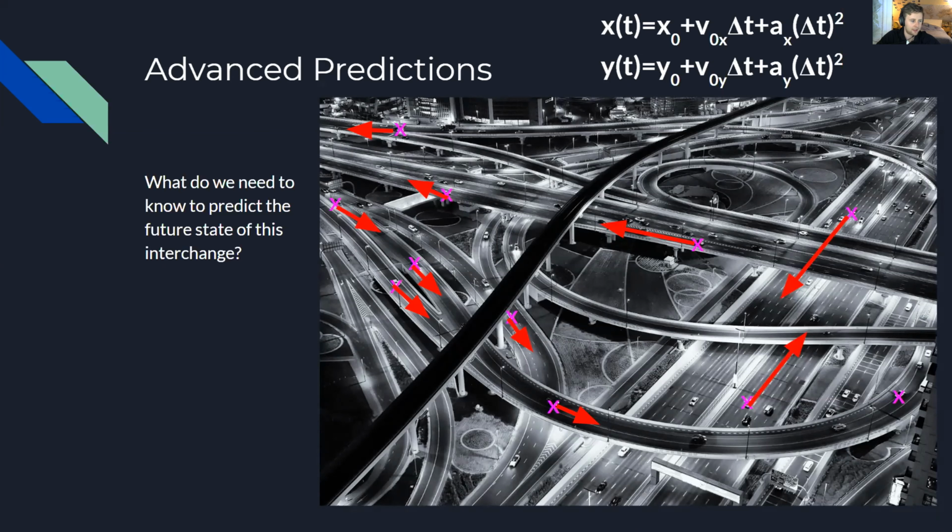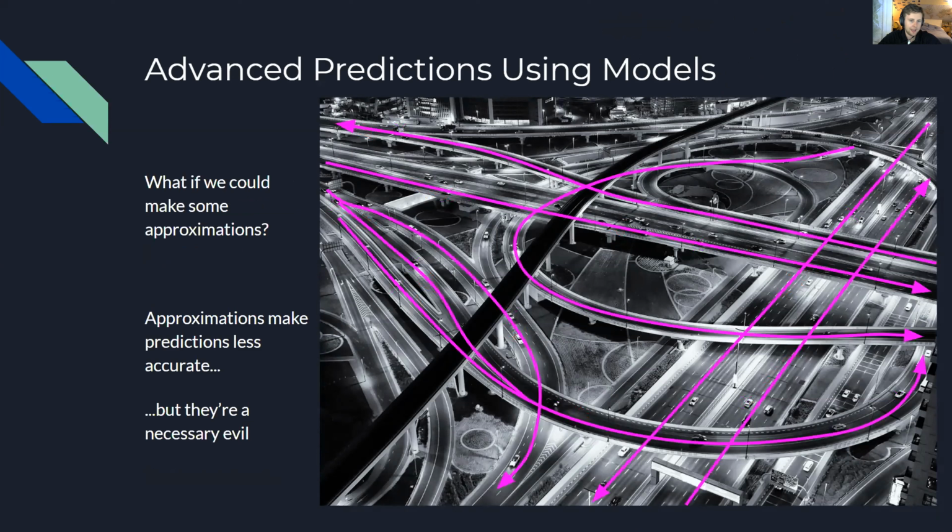And if we don't do that, then we don't know exactly what this interchange is going to look like 5 minutes after this picture, or 10 minutes, and so forth. So is this a lost cause? Well, thankfully it's not. We can still extract some useful information about predicting the future state of this interchange, even if we don't ask everyone where they're going and how fast they're going and if they're going to speed up or slow down and so on.